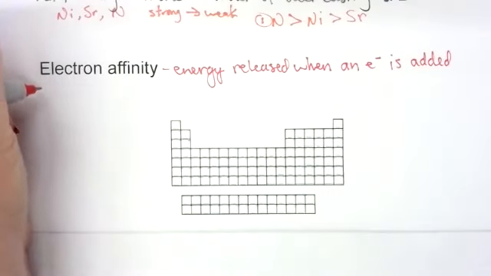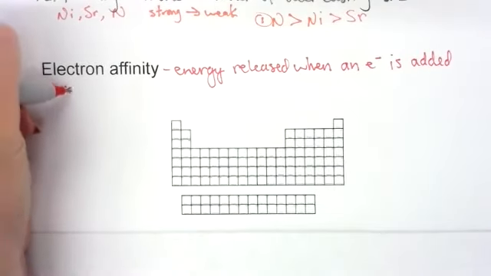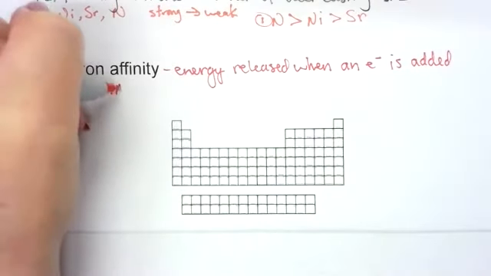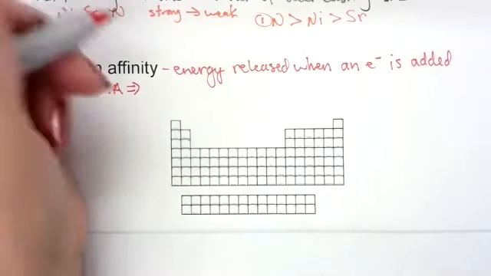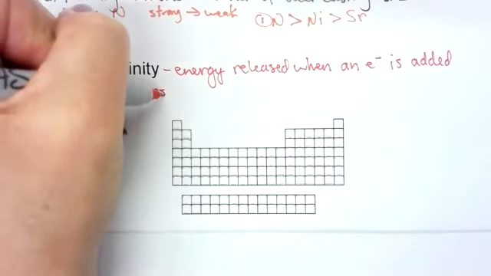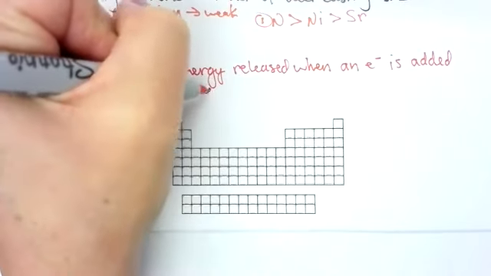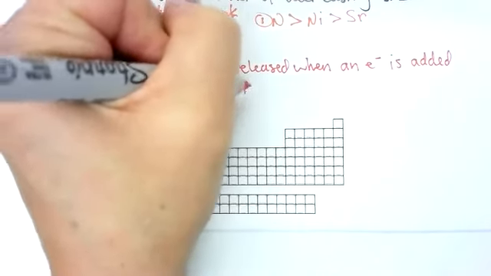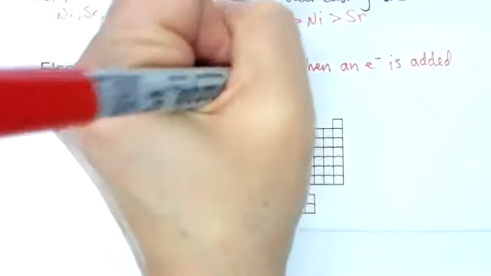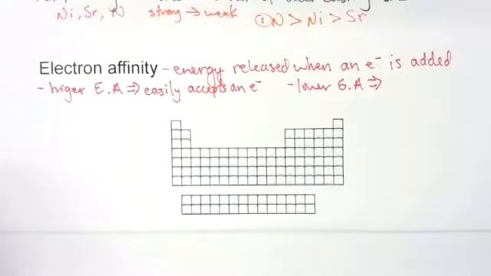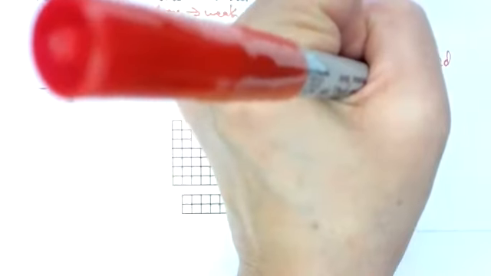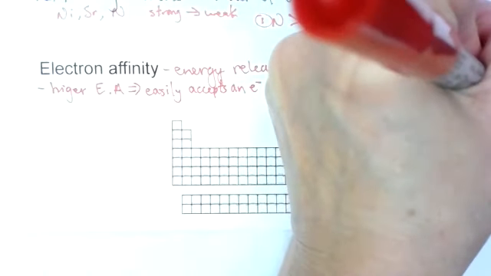So higher or lower, let's start with higher. Higher electron affinity means that an element easily accepts an electron, and lower electron affinity does not easily accept an electron.